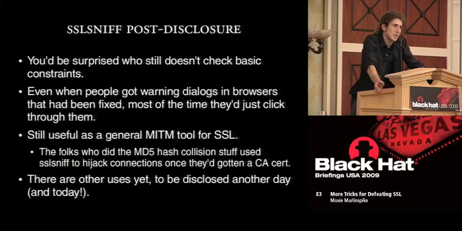And then, this thing is still useful as a general tool for man-in-the-middle attacks, right? The folks who did the MD5 hash collision work used this to deploy their attack once they'd gotten their rogue CA cert, because it does exactly what you want. Once you have a CA certificate, you've still got to create the certificates that you're trying to spoof, and this thing will do it on the fly, right? It intercepts a connection, generates the certificate, signs it with the CA cert, and passes it back.